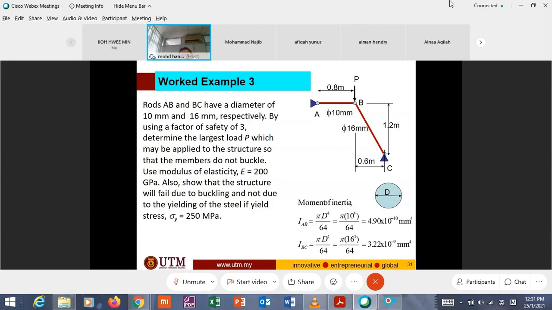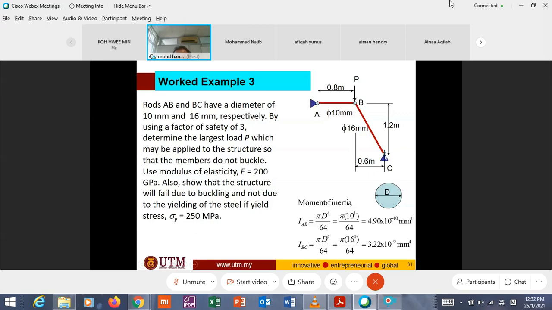Now, first look at this structure. Is it determinate or indeterminate? Is it stable or unstable? It is quite strange, this structure, because there are only 3 members. Whereas we learned truss last week, a truss should have at least 3 members to make it triangular. But look here.